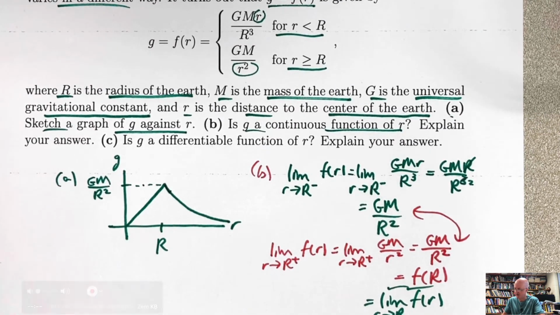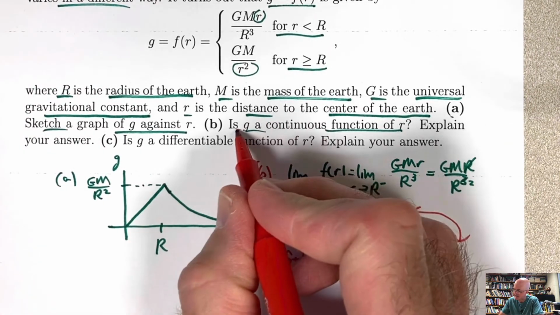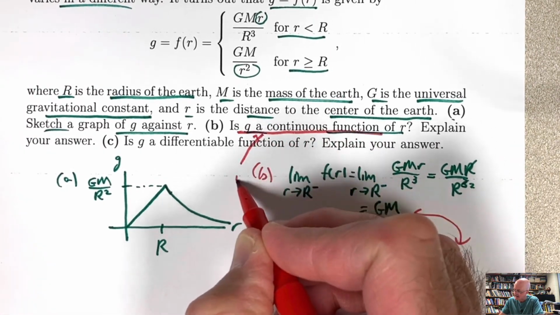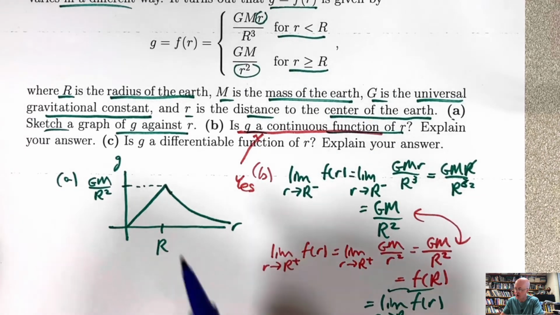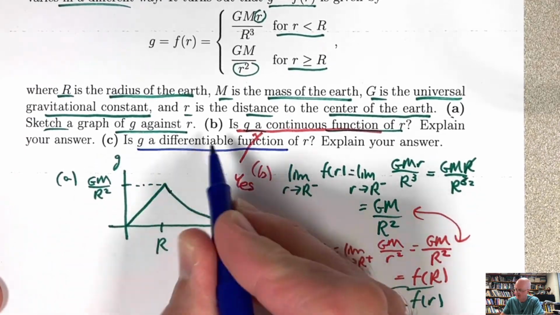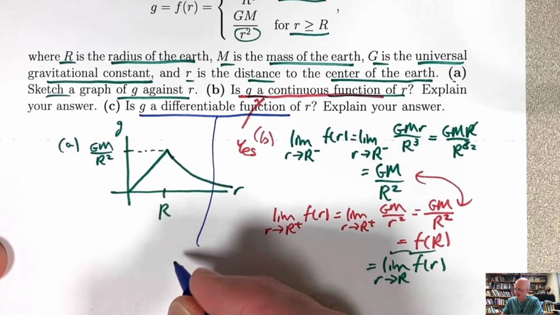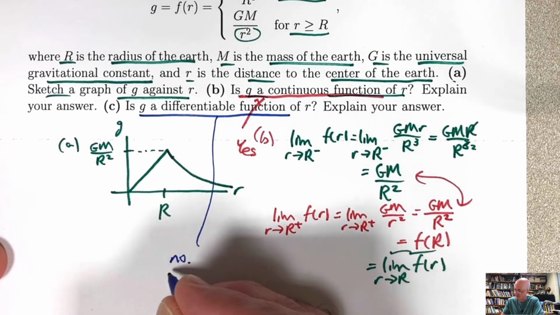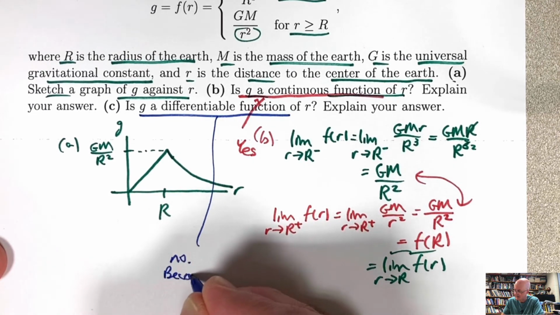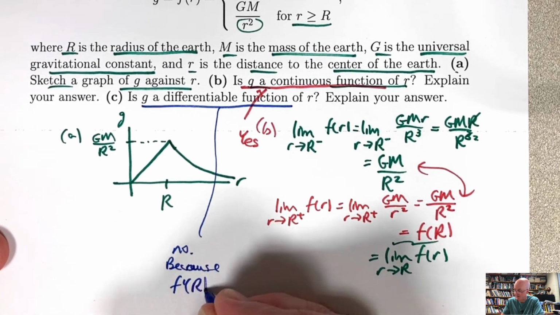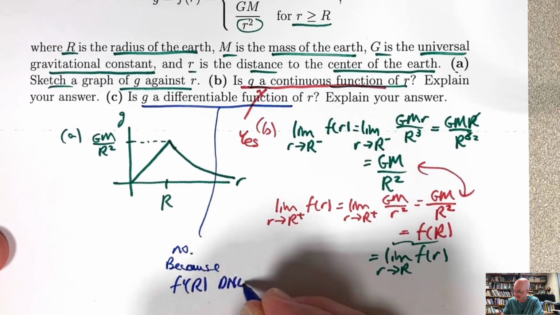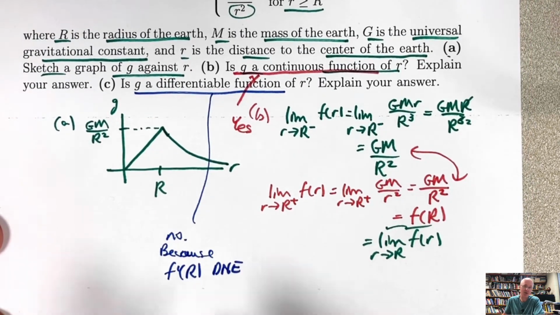As far as answering part C goes, we just did part B and said yes, little g is a continuous function of R. Is it a differentiable function of R? Overall, the answer is no. Look at the corner. No, because f prime of capital R at least appears to not exist. It does not exist. Okay? It is differentiable everywhere else.